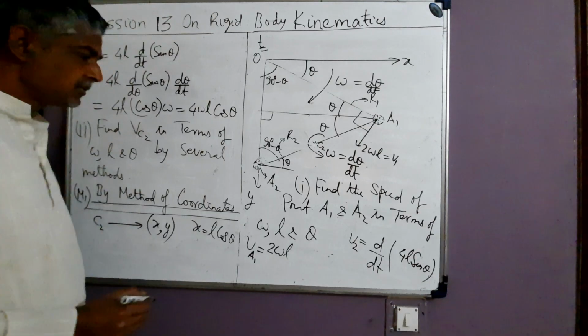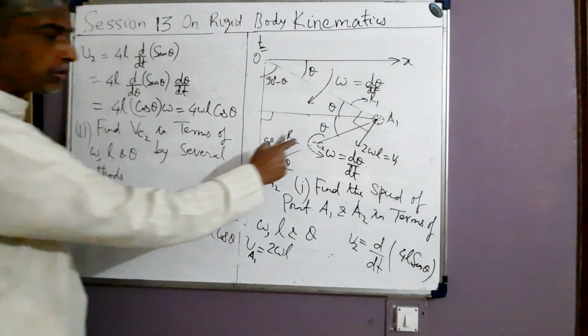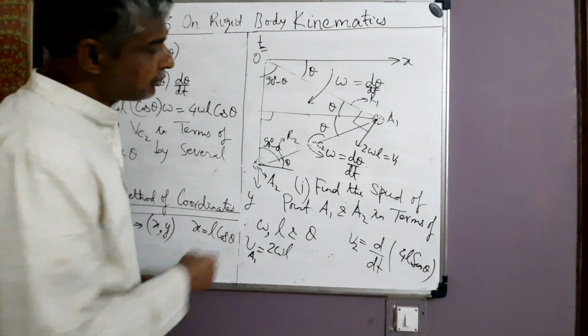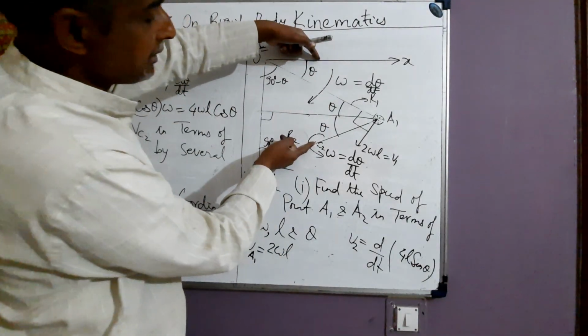X L cos theta. That is the x coordinate of point C2. Now we also want to know the y coordinate of C2. How much is the y coordinate of C2? We drop a normal from C2 on this y axis. This distance is the y coordinate of C2.